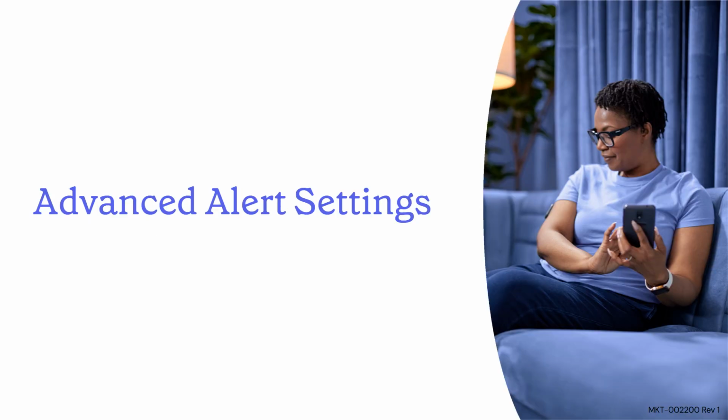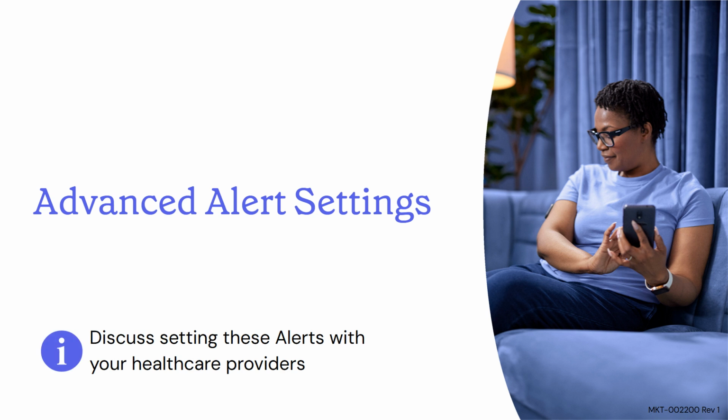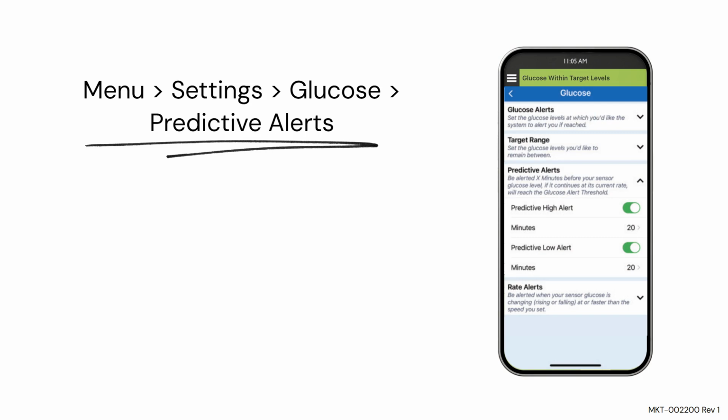There are a couple of advanced alerts that can be especially helpful for managing your glucose levels throughout the day. However, if you are new to CGM, it might be best to wait to set any of these optional alerts until you discuss these settings with your healthcare providers or you gain more familiarity with your CGM system and how to use the information. Predictive alerts let you know in advance that a high or low glucose event is likely to occur if current trends continue.